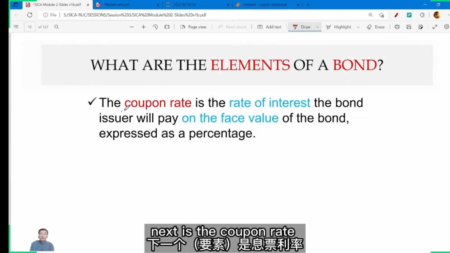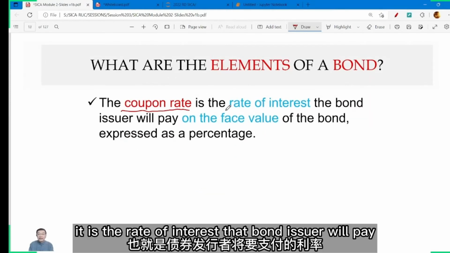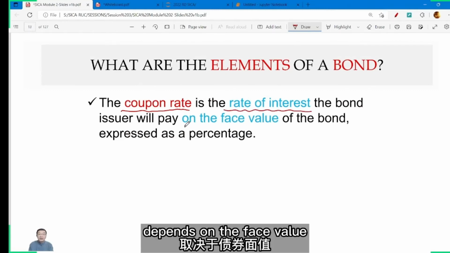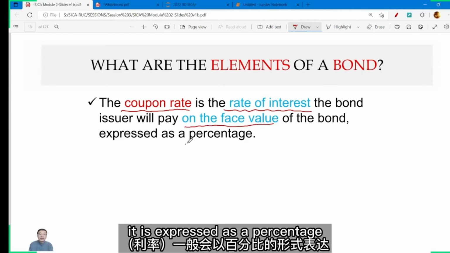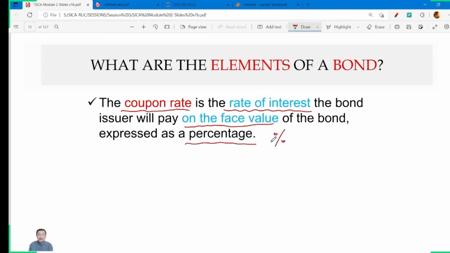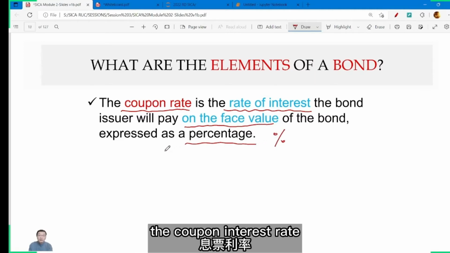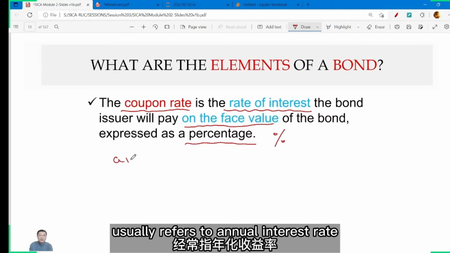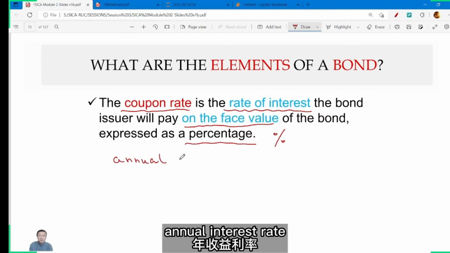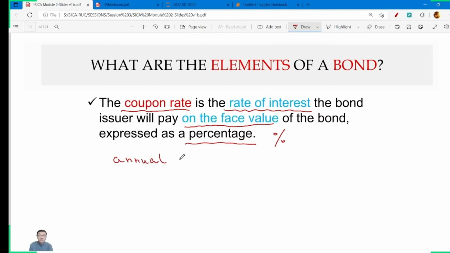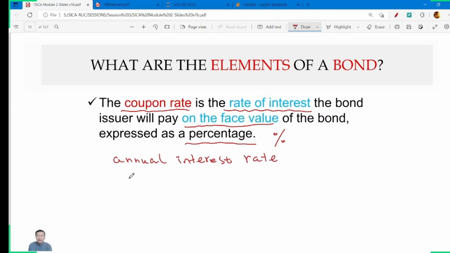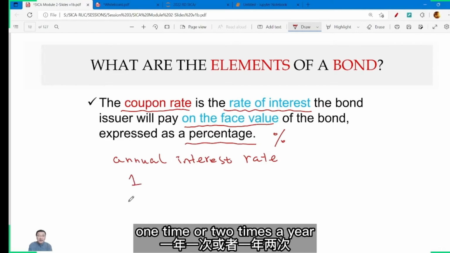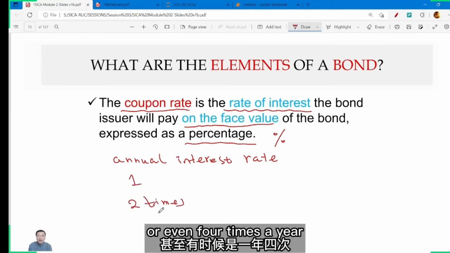Next is the coupon rate, or coupon interest rate. It is the rate of interest that the bond issuer will pay based on the face value. It is expressed as a percentage. But the complicated thing is the coupon interest rate usually refers to the annual interest rate. And a bond may pay interest 1 time or 2 times a year, or even 4 times a year.